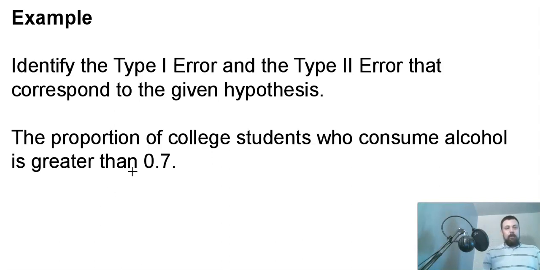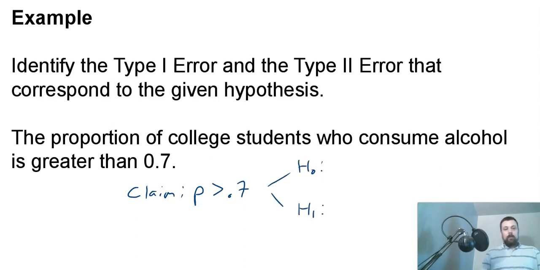All right, so first we need to write out the claim. The claim here is that p is greater than 0.7, which means for the hypotheses, since there's no equality here, we can't put that claim as the null, so it will have to become the alternative hypothesis. The null hypothesis will be the opposite of that. The opposite of greater than is less than or equal to.